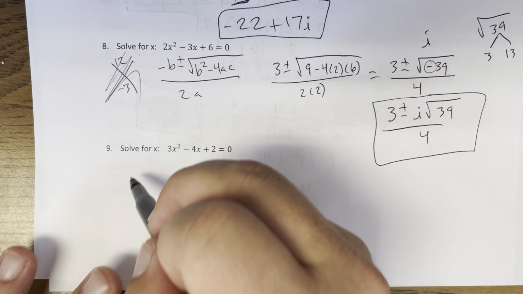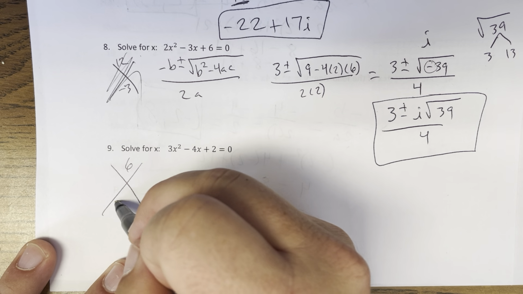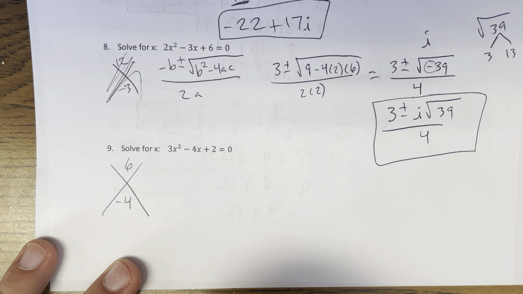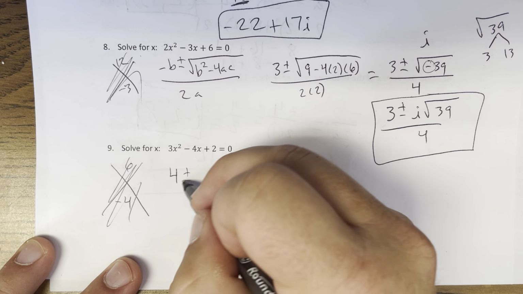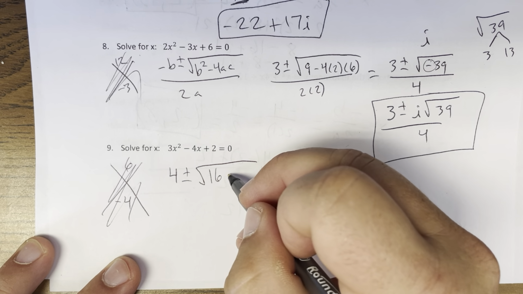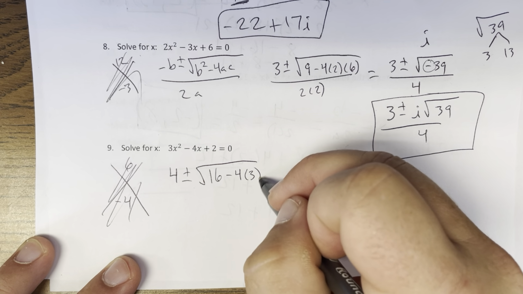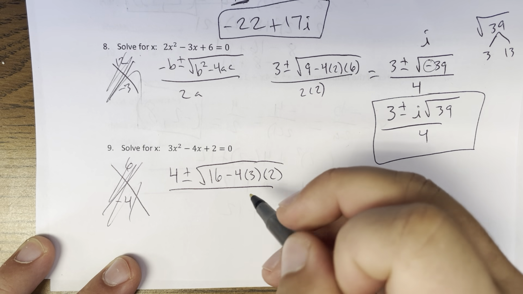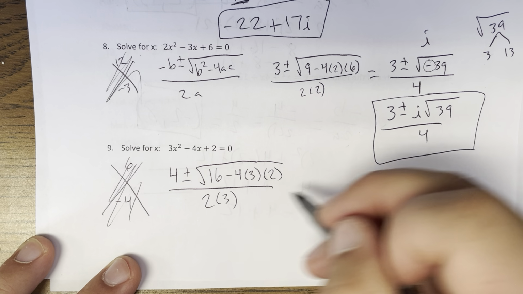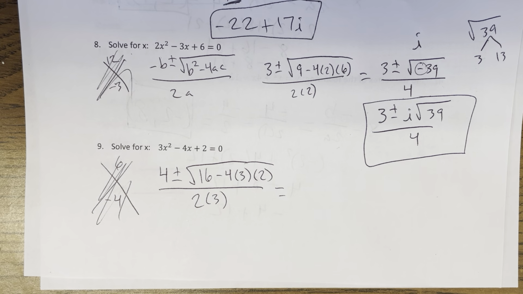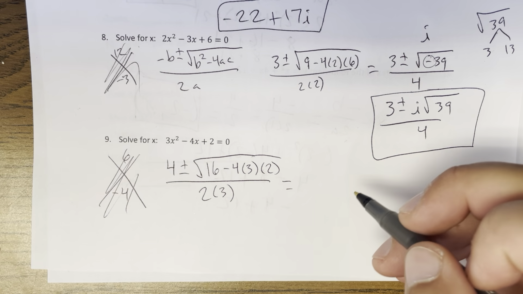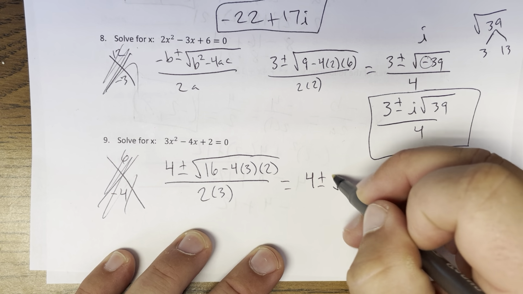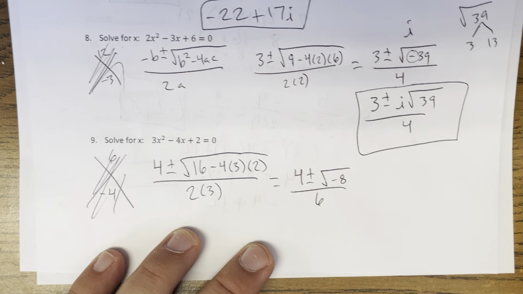On number 9, we'll do the same thing. All right, what multiplies to 6 and adds to -4? I can't think of anything, so we're going to go into the quadratic formula. 4 plus or minus the square root of 16 minus 4 times 3 times 2 all over 2 times 3. And so underneath the square root, I have 16 minus 4 times 3 times 2, which gets -8. So 4 plus or minus the square root of -8 over 6.